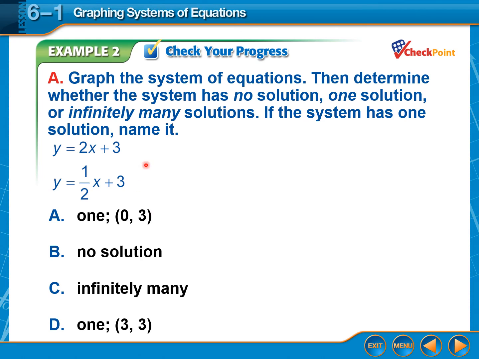Okay, so now you're going to get a chance to do it. You're going to graph these two equations, y equals 2x plus 3 and y equals 1/2 x plus 3, and say whether there's no solution, one solution, or an infinite number of solutions. And if the system has one solution, identify it.